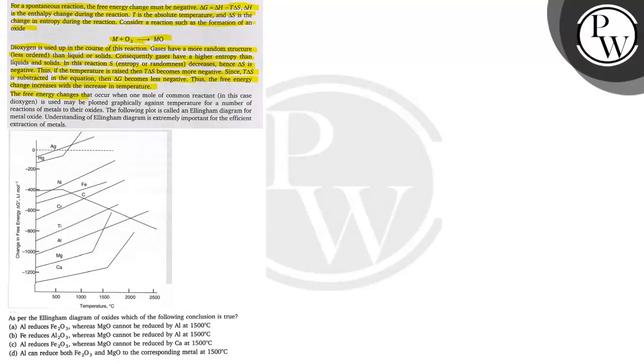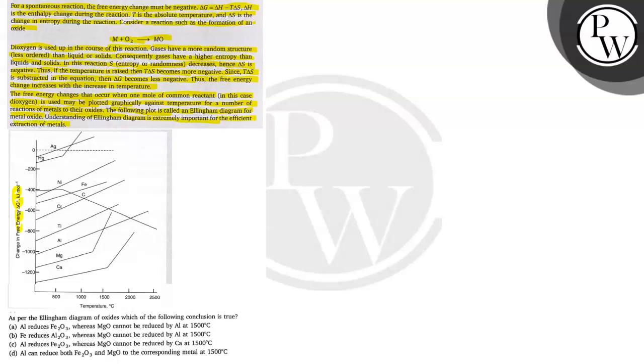The free energy changes that occur when 1 mole of a common reactant, in this case dioxygen, is used may be plotted graphically against temperature for a number of reactions of metals to their oxides. The following plot is called an Ellingham diagram for metal oxides. Understanding of the Ellingham diagram is extremely important for the efficient extraction of metals.